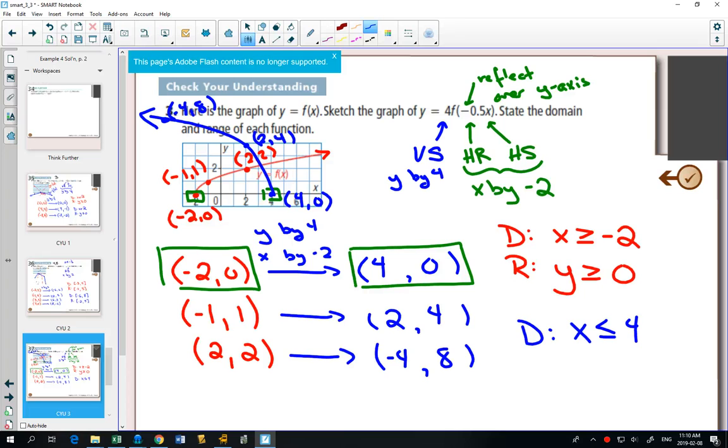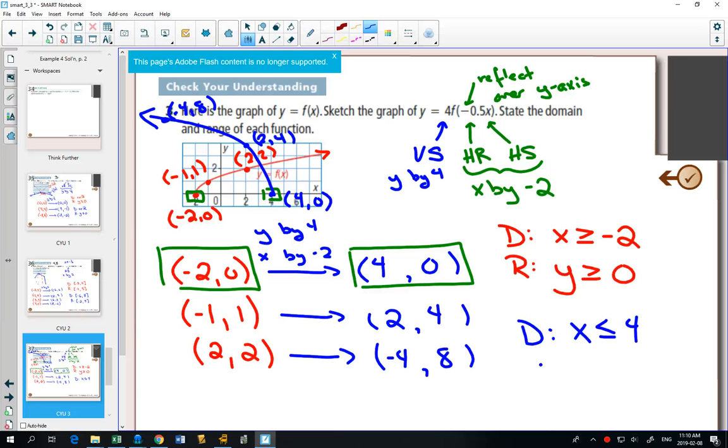So for your domain, one of the things you're looking at is x values. I like to always think, do I have a smallest x value? So in the red function, I say yes. I have a smallest x value at -2, and it includes all the x values after that. So I wrote x is bigger than or equal to -2. For my blue graph, do I have a smallest x value? No, it goes on forever. Do I have a biggest x value? Yes, at 4. So I have everything less than 4, and I can write it like that.